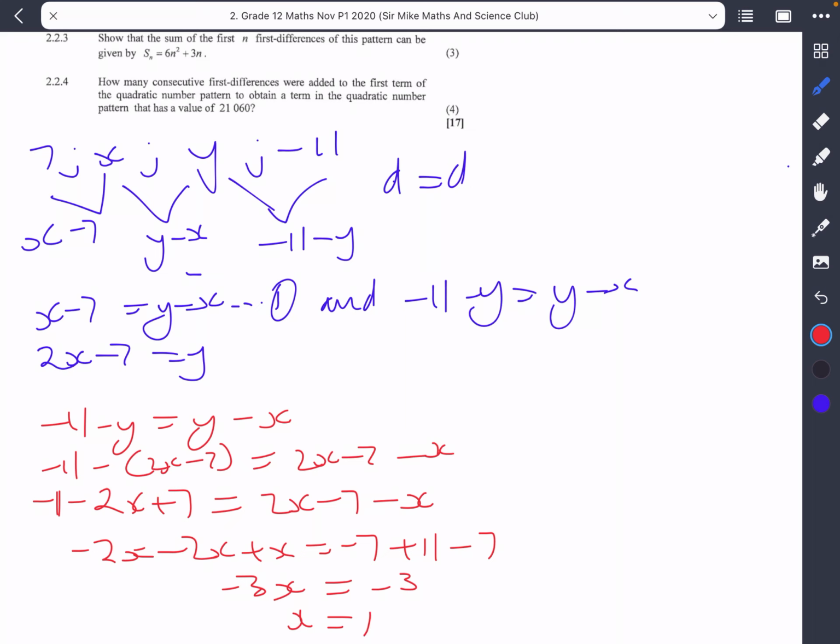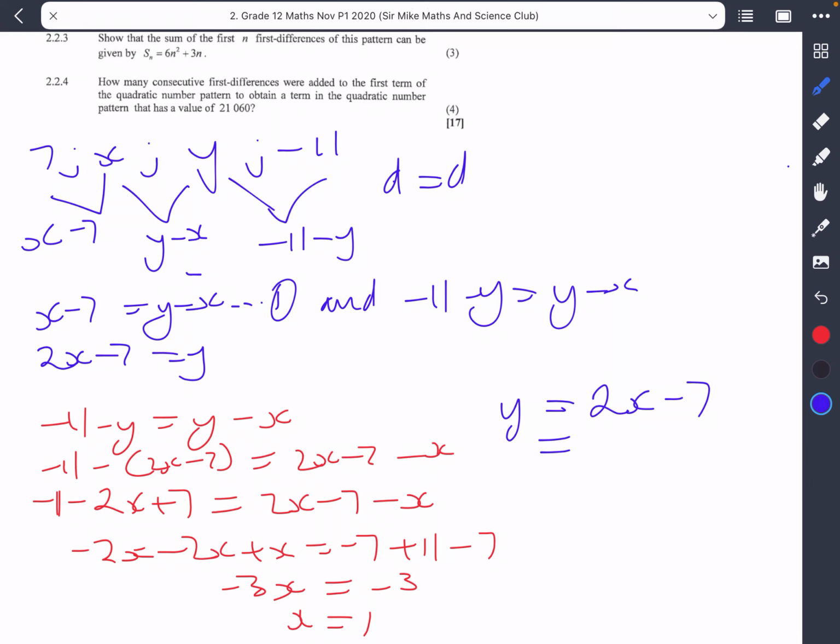To find y, I'm going to take this value and substitute it into that equation there. I know that y equals 2x minus 7. Where there's x, I'm going to substitute that 1.